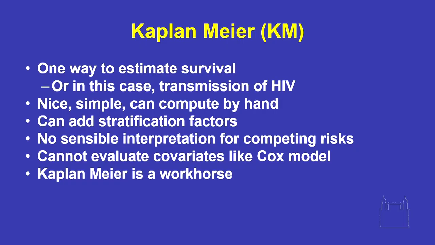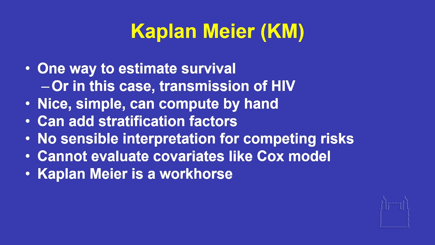So this is one way to estimate survival, or in the case that I was just giving, transmission of HIV. It's nice, it's simple. You will now learn how to compute it by hand. However, even though you can add stratification factors, like I made one Kaplan-Meier curve for placebo and one for zidovudine, there's really no sensible interpretation for competing risks. Think about these infants. They could get diarrheal disease, they could die from a lot of other things before they ever seroconvert to HIV. How do you handle that in these analyses? Do you need to handle that in these analyses? And I will say, unless your outcome is death, you need to handle competing risks, and we'll talk more about that also.